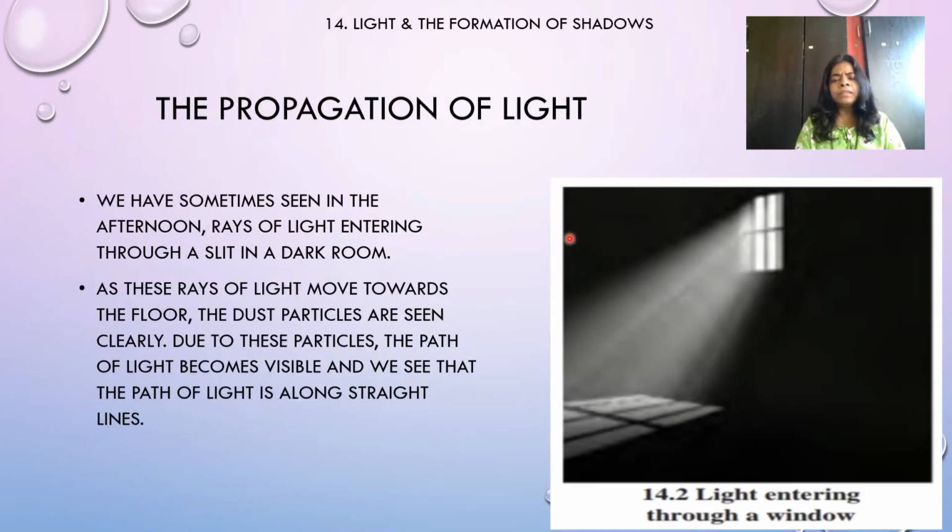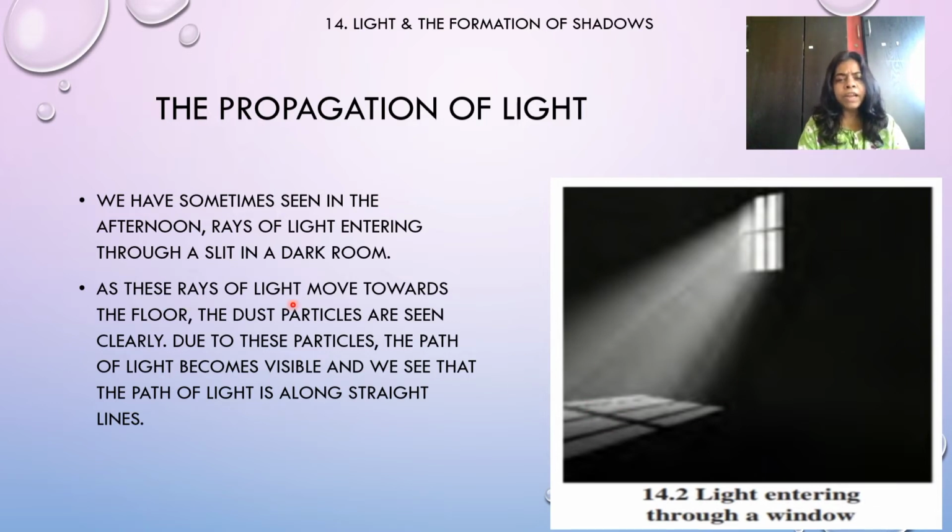Now children, let us try to understand how the light is traveling, how the light is propagating. Propagation of light means traveling of light, how the light is traveling, how the light is moving. We have sometimes seen in the afternoon rays of light entering through a slit in the dark room. See, these are the rays of light which are entering through the window, straight rays of light.